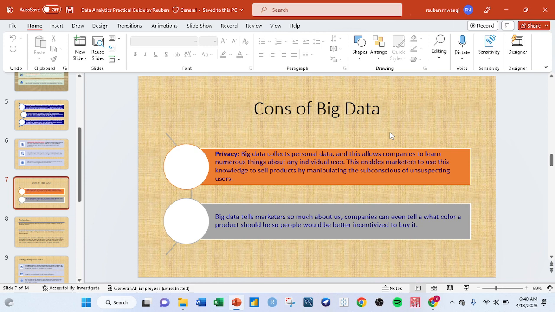So we're trying to say you find companies having information, the companies know more about you, and you wonder, what happened, these guys know my taste or what I like. This is because maybe these guys got a chance to steal your data. They have maybe authority over your data, such kind of things. So big data tells marketers so much about us. A company can even tell what color of a product.